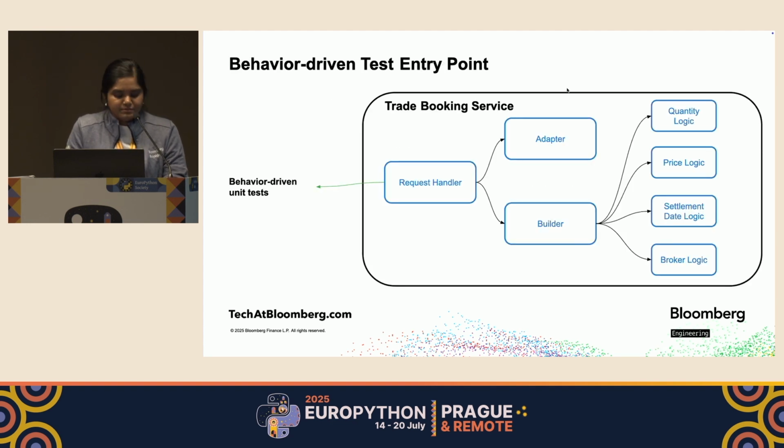Here's a diagram that shows just how high up a behavior-driven test actually starts. By starting at this level, they avoid the entanglement with the internal mechanics and instead focus on the user-facing behavior, which ultimately matters the most. And that's exactly why these tests remain stable, expressive, and resilient, even as the implementation underneath them continues to evolve.